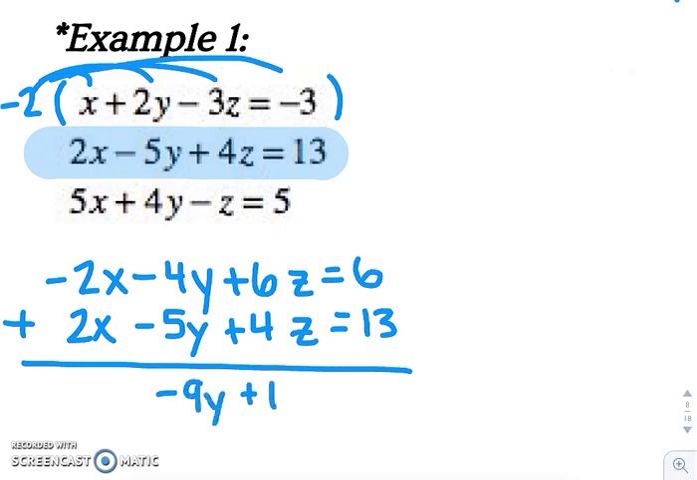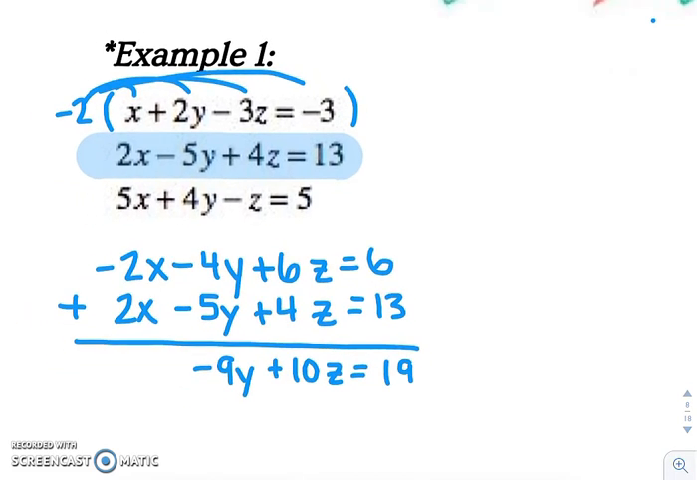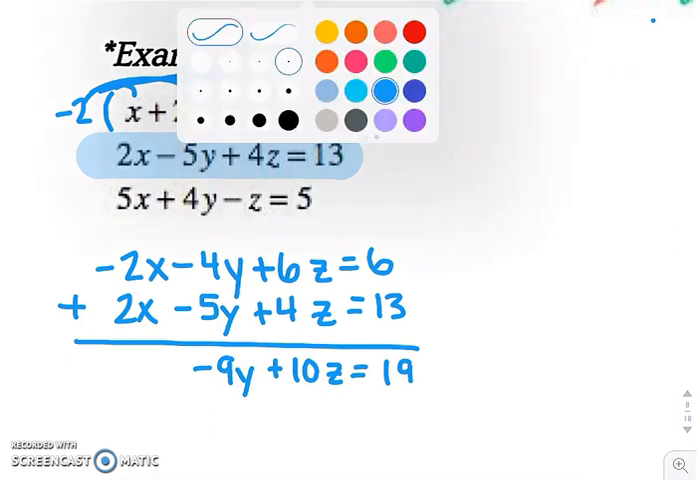We have 10z equals 6 plus 13 is 19. Okay, so that's just one equation. We need two of these so that we can actually eliminate one more variable. So what I'm going to do, let me get a different color here.